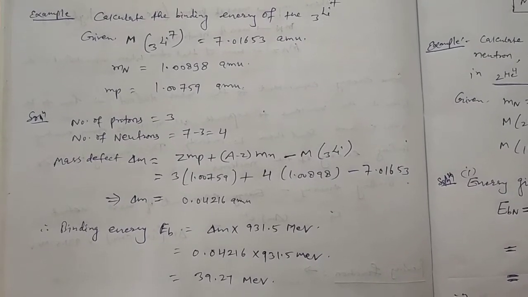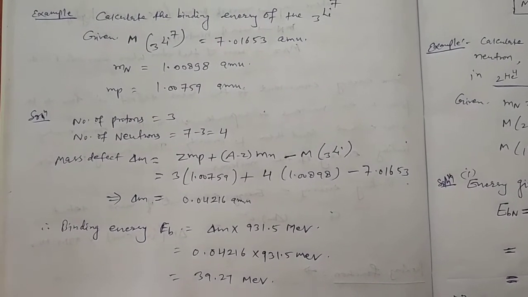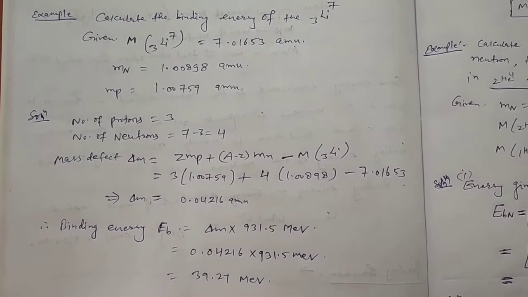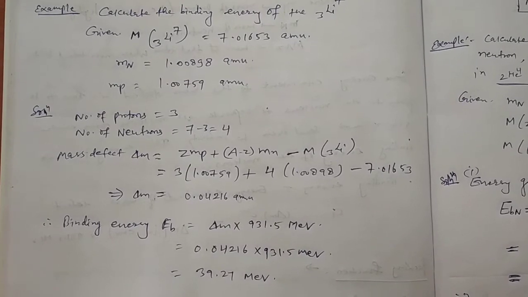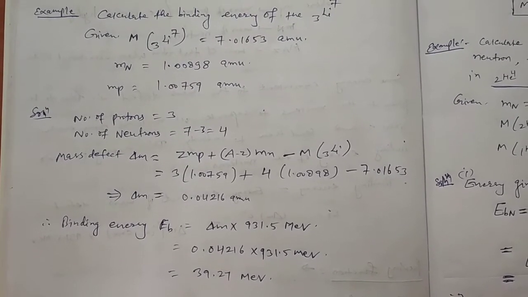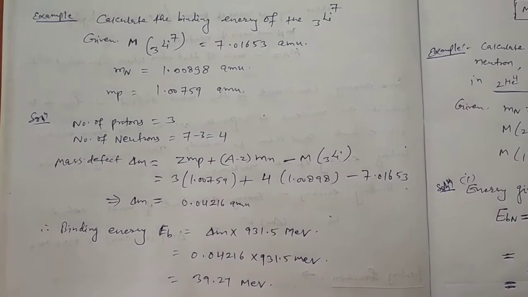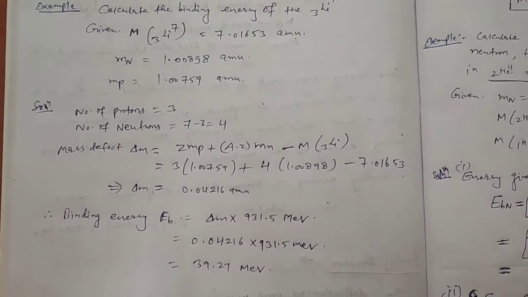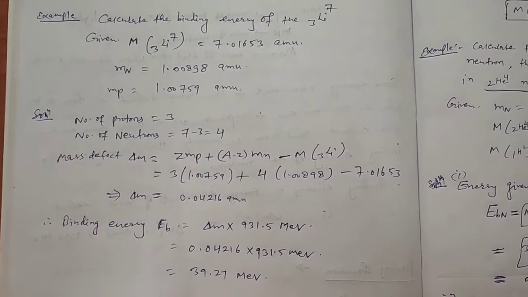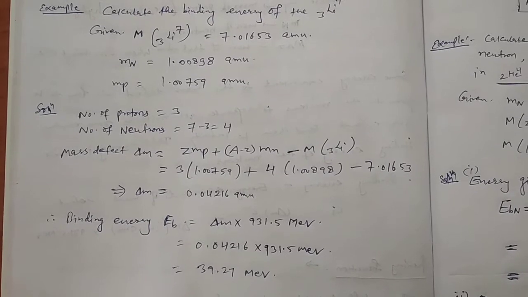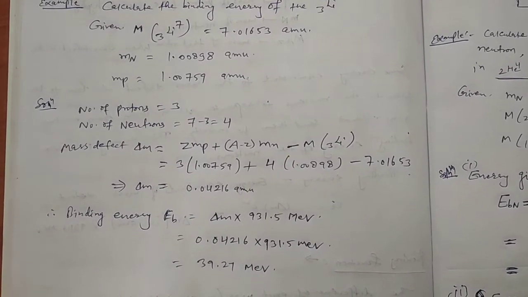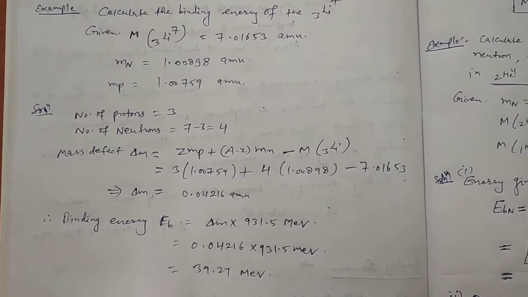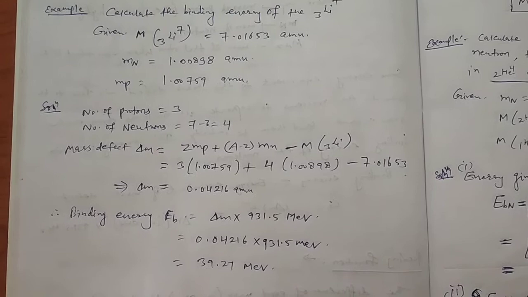In another way, we can define the binding energy as follows: if Z protons and A minus Z neutrons are brought from infinity to form the nucleus of mass M(A,Z), then the energy released in this process is called binding energy. So if I provide the same amount of energy to the nucleus, then the nucleons again separate out from the nucleus. So we can define the binding energy in two ways.